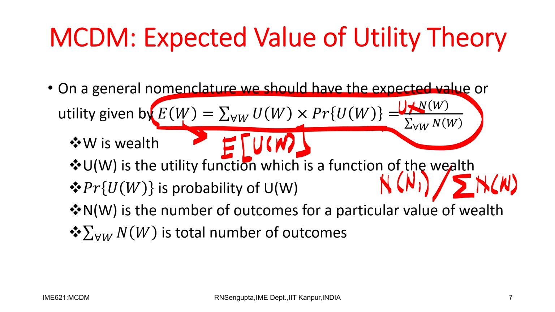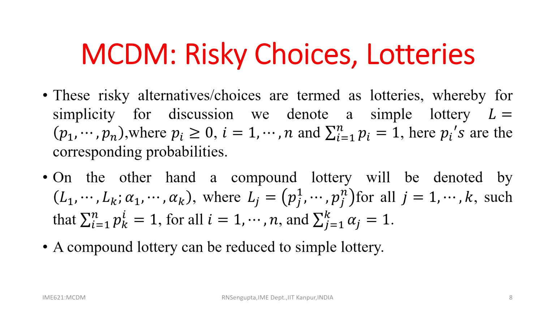So, W is the wealth, as mentioned, U(W) is the utility function, which is a function of the wealth, which we will consider later on. PR is the probability of the utility as outcome based on the numbers. And N(W) is the number of outcomes for a particular value of utility, and obviously the summation of N is the whole set of total outcomes happening for all the different wealth values which can occur. Now, let us consider this concept in further detail.